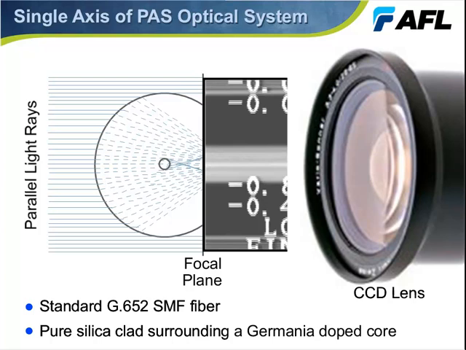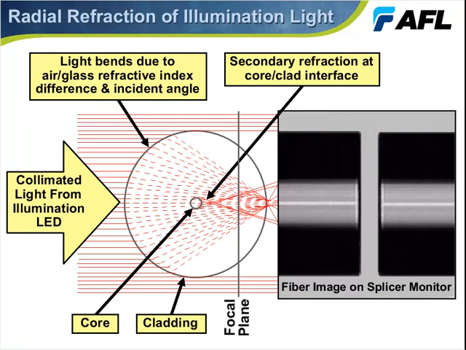And if we go to the next slide, you see a little bit better graphical representation of everything that I've mentioned. You can see the collimated light coming in, the light bending inwards at the cladding surface, and then bending inward again at the core. The position of the focal plane is very important in order to get a good bright streak down the center of the bright region so we can properly align the core.